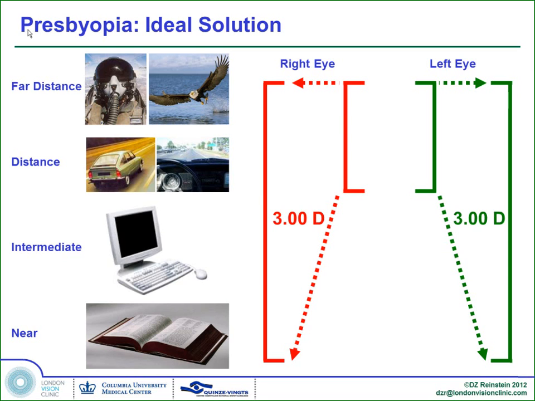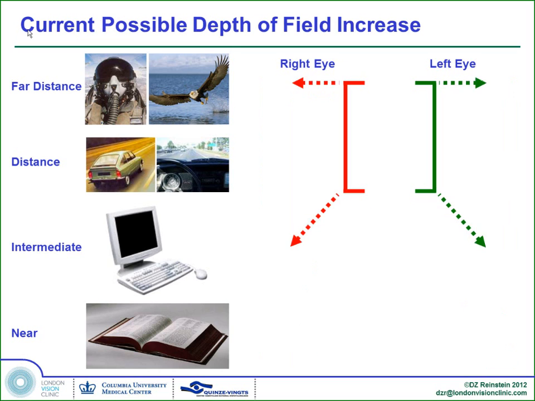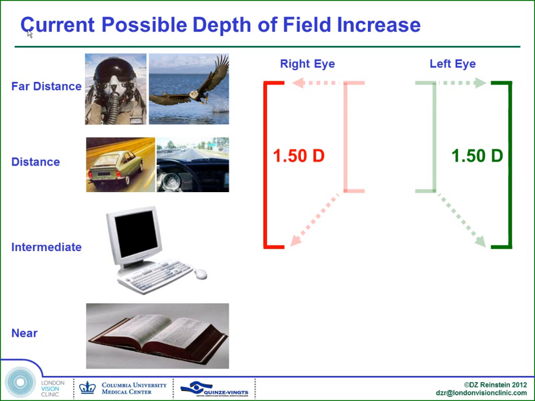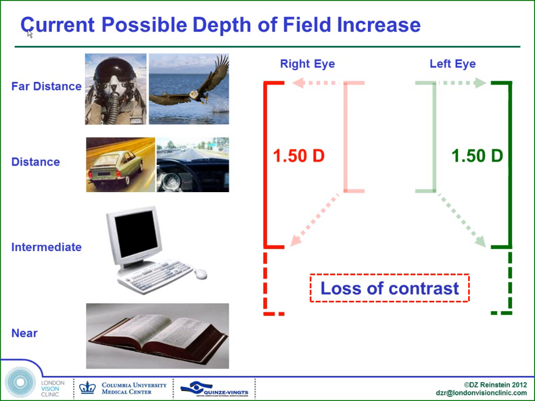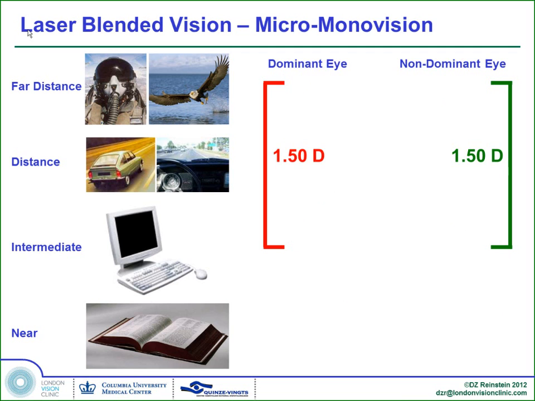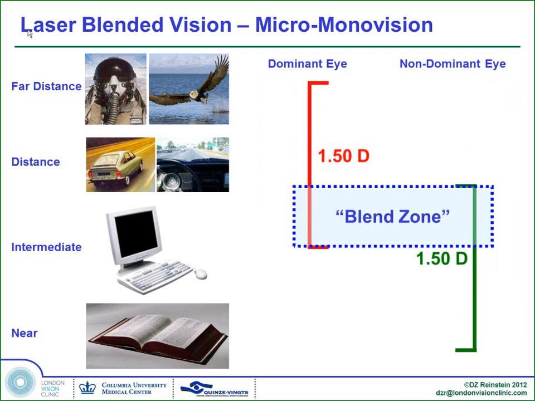Of course, the ideal presbyopic solution is to have 3 diopters of depth of field in the cornea, and then you can see everything from far distance all the way to near. But what we found was that we could only increase the depth of field in the cornea by 1.5 diopters. If we try to do more, we lose contrast.